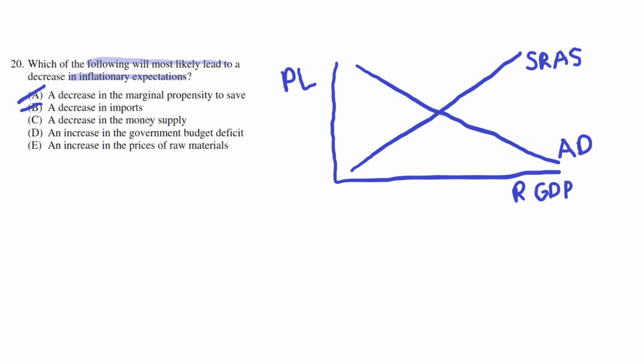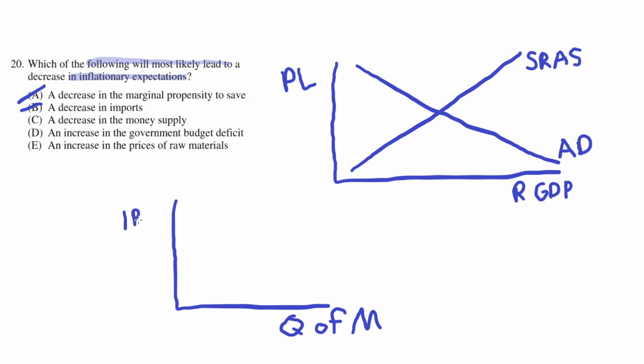C, a decrease in the money supply. So to analyze this, we need to draw another curve, which is the money market curve. For this curve, the x-axis represents the quantity of money, which is abbreviated as Q of M, and the y-axis represents the interest rate, which will be represented as IR. And there are two curves on this, the downward sloping curve representing the demand for money, and the vertical line representing the supply of money.